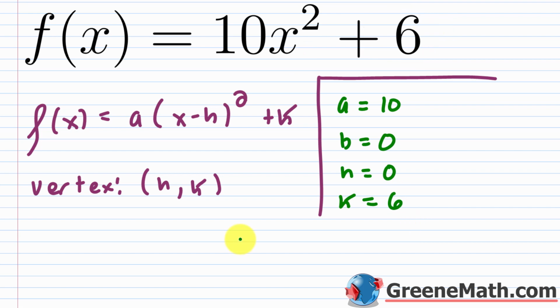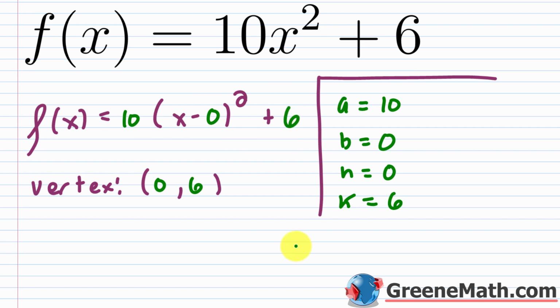So what you would do here is say the vertex is going to occur. Again, your h is going to be 0, and your k is going to be 6. So it's at 0, 6. Your a here is 10. Again, that's the coefficient for x squared. Your h here is 0, and then your k here is going to be 6.